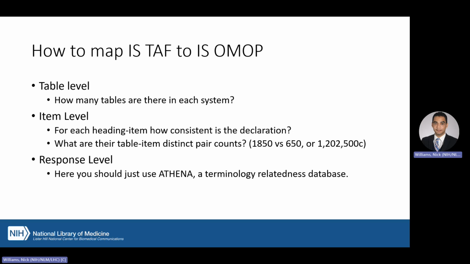Now, TAF has about 1,850 distinct table item responses versus 650 in OMOP. So when considering candidates between TAF and OMOP, there are 1.2 million candidate pairs, and you need to evaluate them to complete your map. Finally, at response level, here you should just use Athena, which is a terminology relatedness database. Athena will support you as long as the responses you're mapping are controlled terminology responses, such as ICD-10-CM or SNOMED-CT, and many more.